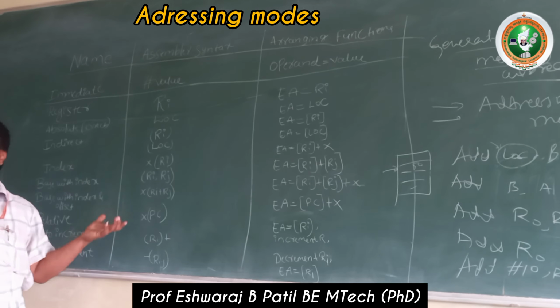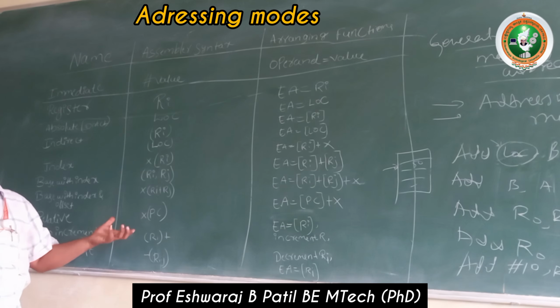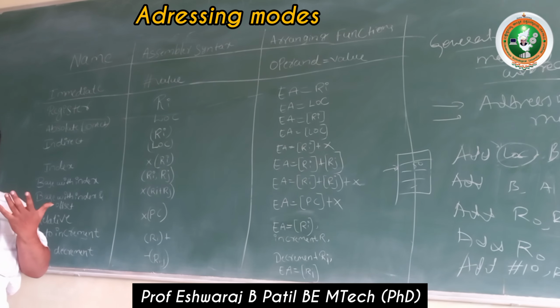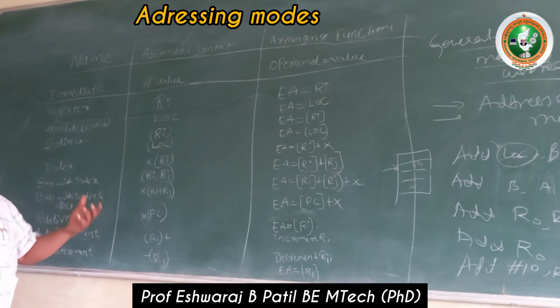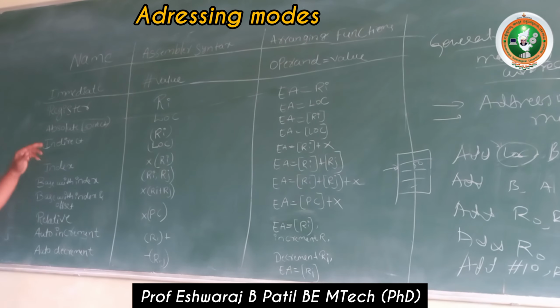What are the different ways? What is the necessity of sending through different ways of addressing modes? Sometimes we need good security, and also sometimes we mention the values directly. First we will go with the register addressing mode.